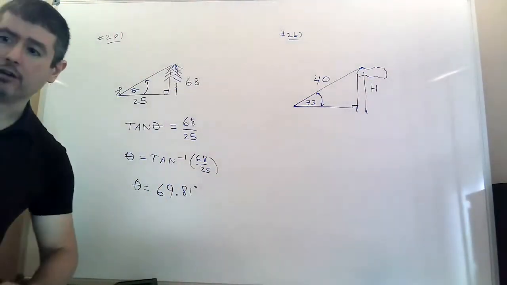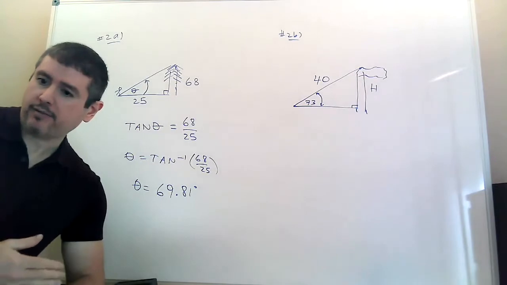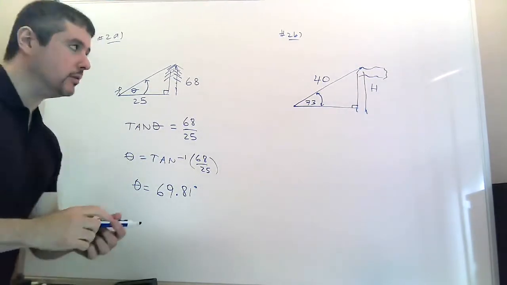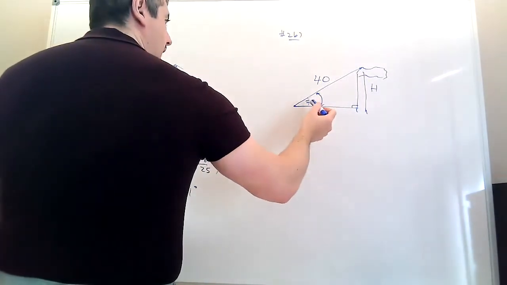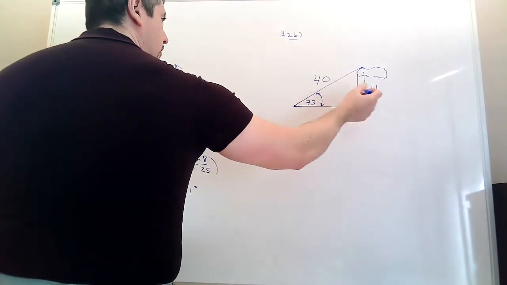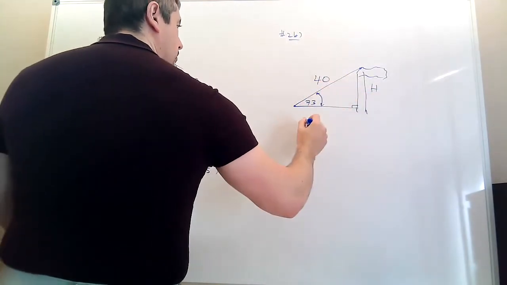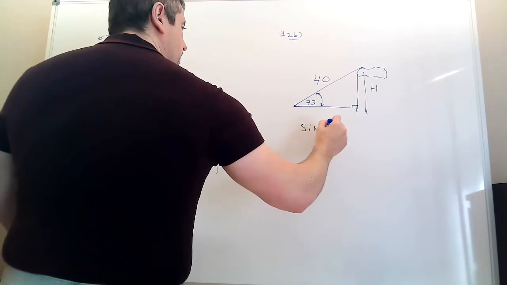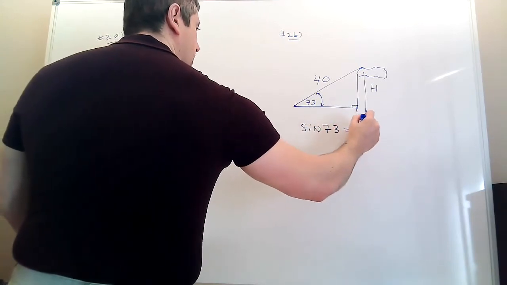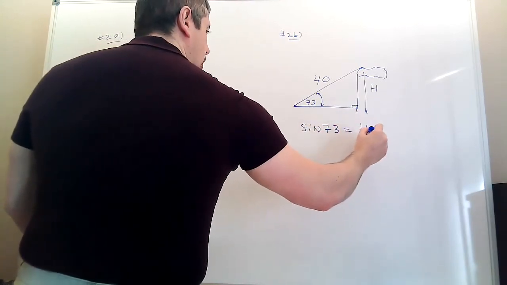Again, right triangle. You got to draw and you got to label it. I have to see it. I need to see the triangle before you make the equation. Now you have an angle and two sides, as always. You have the opposite and the hypotenuse. That's the sine, dude. So that means the sine of 73 is H over 40.